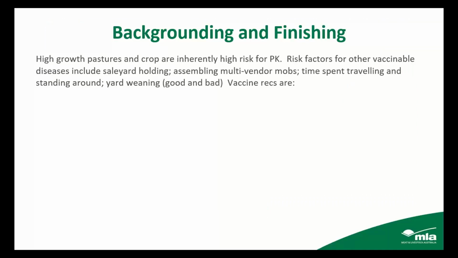So the starting point here is that high growth pastures and crop are inherently high risk for pulpy kidney at the very least.